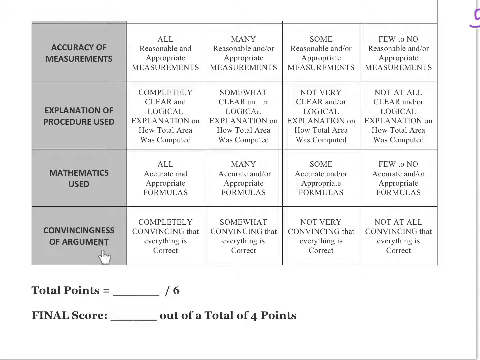And then the last one is convincing of argument. Are you completely convincing that everything is correct? How are you going to sell me on the fact that your area is appropriate? So don't just show the math calculations in the formulas. Sell me that you are actually correct on that. And then this project will be out of a total of 5 points in the gradebook.